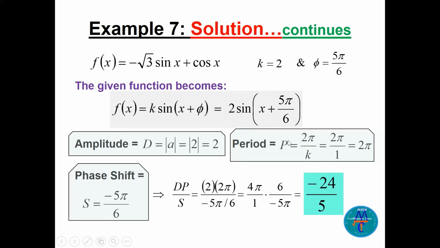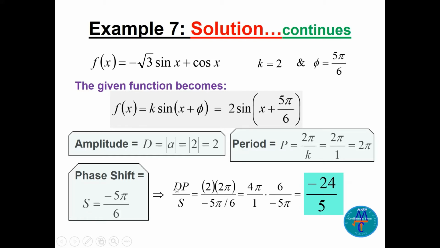Now the period is 2 pi over k. The k is 1 here, the coefficient of the x. It can be any number, because we can put here 5x or 2x. So the period is 2 pi. The phase shift here, you see the small b in lecture 15, it will be on the left, shifting on the left. So the phase shift is minus 5 pi over 6.